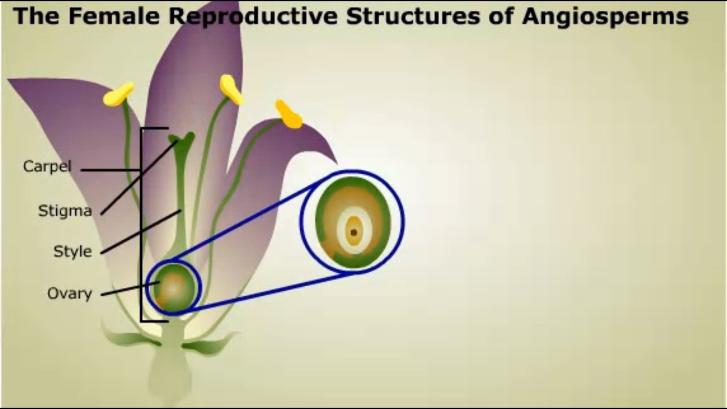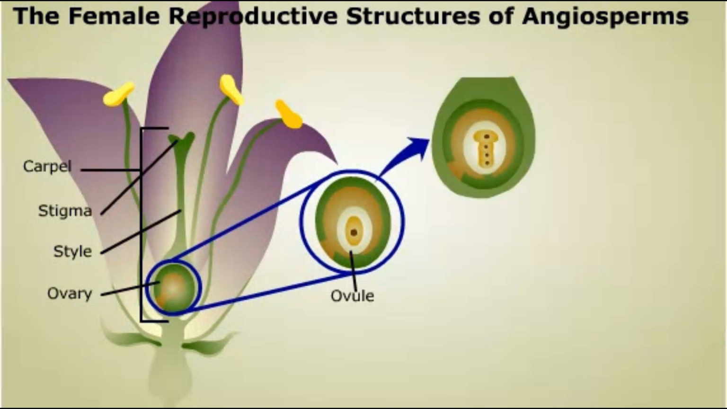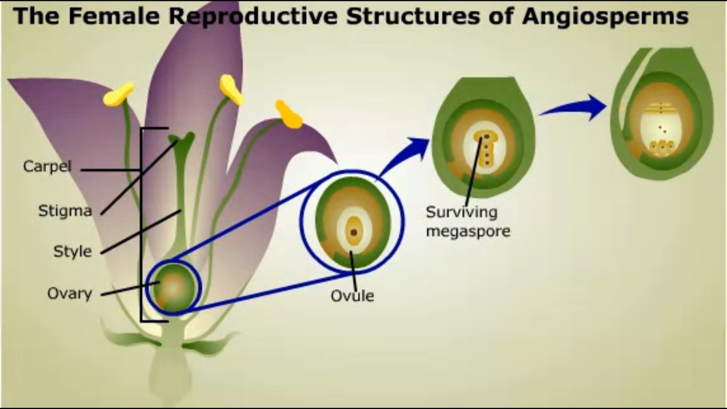The ovary contains one or more ovules in which the female gametophytes develop. Cells within the ovule undergo meiosis to form 4 haploid megaspores, only one of which typically survives. The surviving megaspore undergoes 3 rounds of mitosis followed by cell division to form a multicellular embryo sac with 8 nuclei, the female gametophyte. 6 cells in the embryo sac have a single nucleus and 1 cell has 2 nuclei.